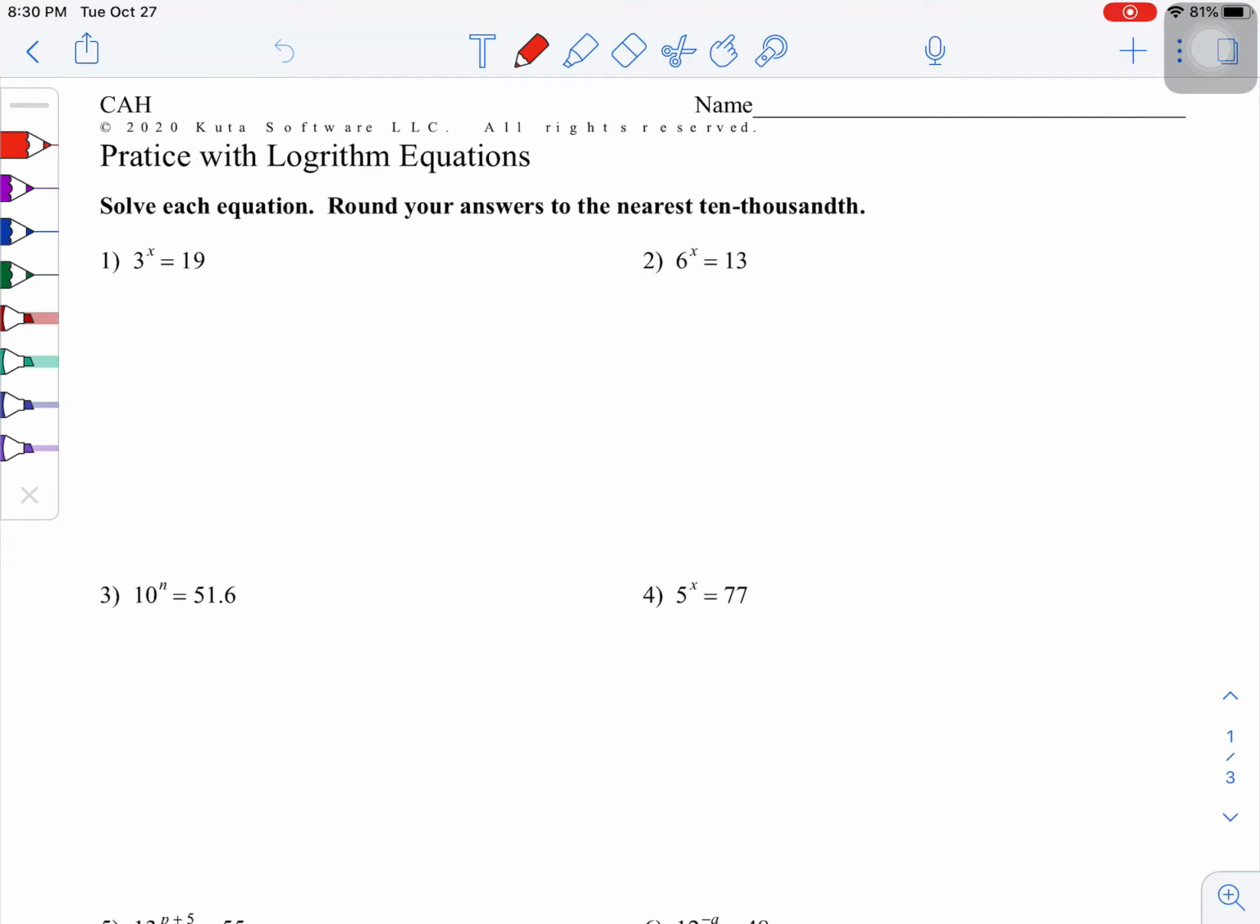In this video, I'm going to demonstrate some equations and solving equations that require you to use logarithms.